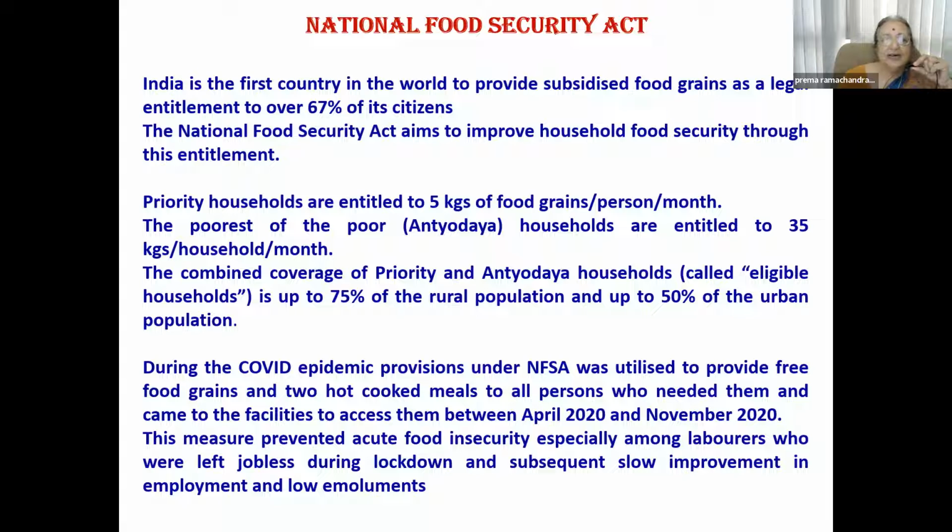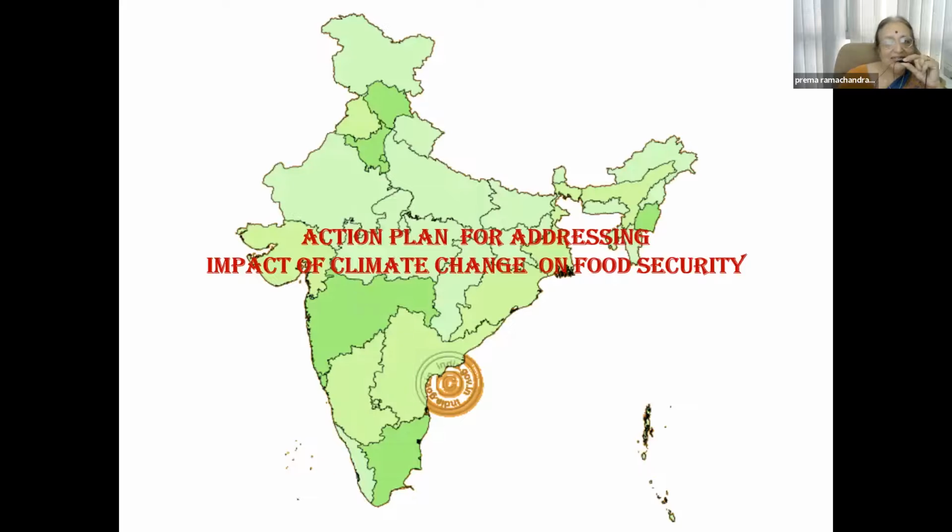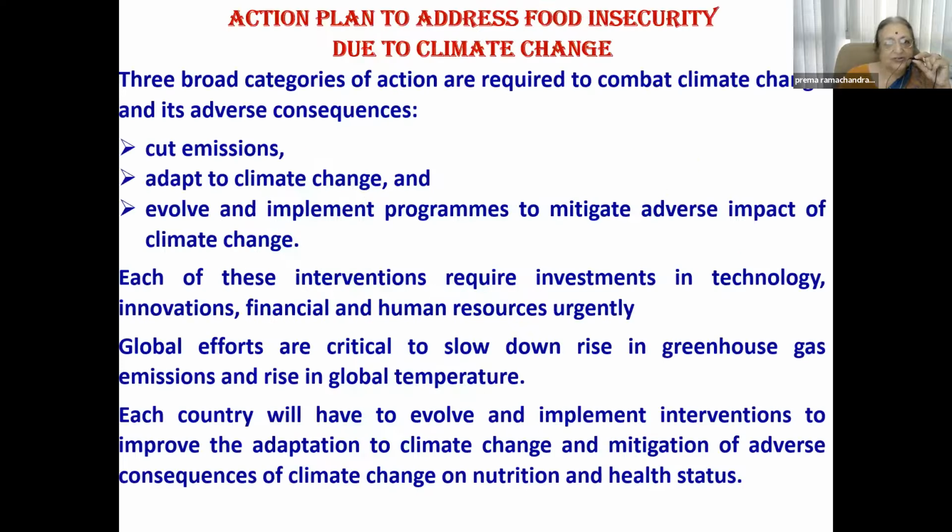This single measure prevented acute food insecurity and chronic food insecurity during the lockdown months, especially among laborers and their families who had absolutely no income. And subsequently, when the employment improvement and emolument improvement were slow, it went a long way in preventing any further increase in chronic undernutrition. And we need to really take this into account whenever we are talking about an action plan for addressing the impact of climate change on nutrition security.